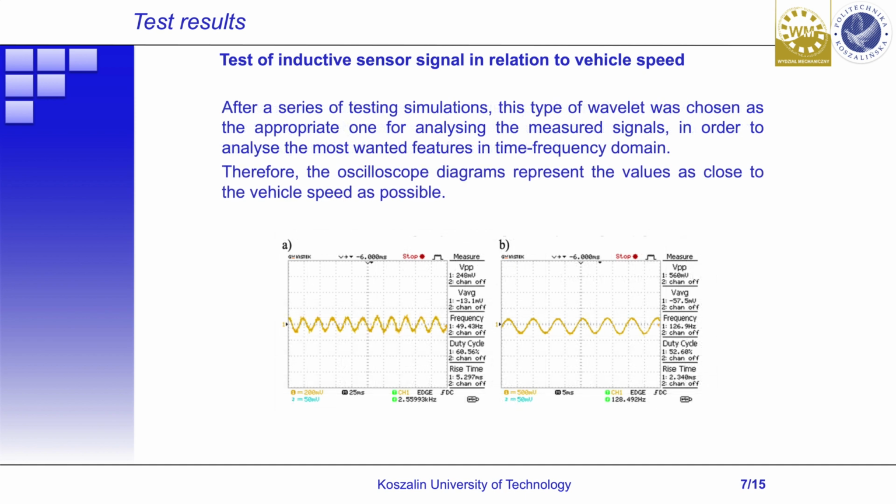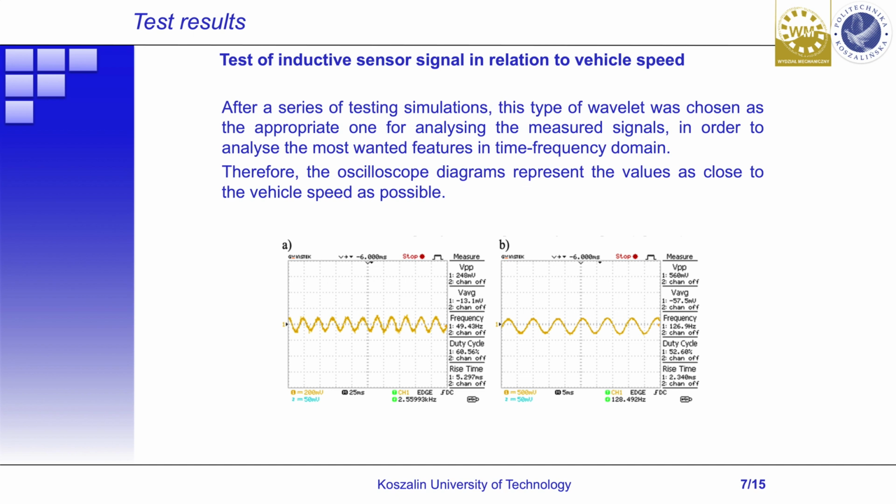After a series of testing simulations, this type of wavelet was chosen as the appropriate one for analyzing the measured signals, in order to analyze the most wanted features in the time-frequency domain. Therefore, the oscilloscope diagrams represent the values as close to the vehicle speed as possible. The signals from the inductive sensor are shown here depending on the speed of the vehicle.